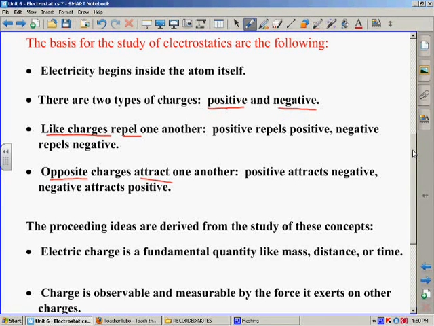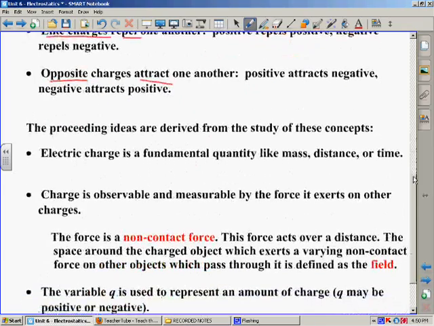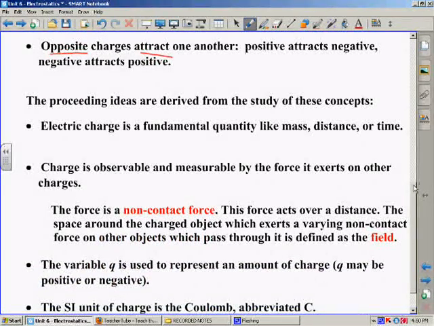The preceding ideas are derived from the study of these concepts. The fact that an electric charge is a fundamental quantity, like mass, distance, and time. Charge is observable and measurable by the force it exerts on other charges. This force is a non-contact force. In other words, the electrons don't have to be touching one another to be able to exert forces upon each other.